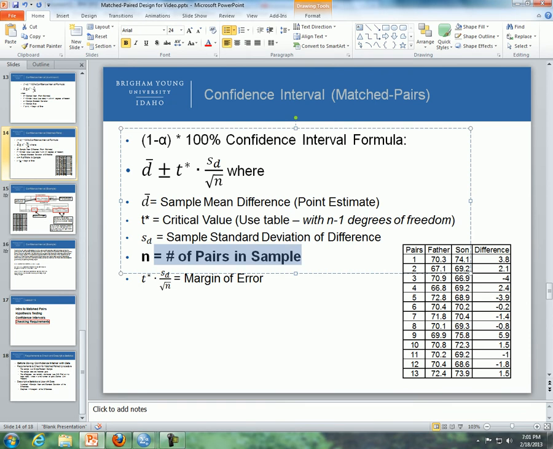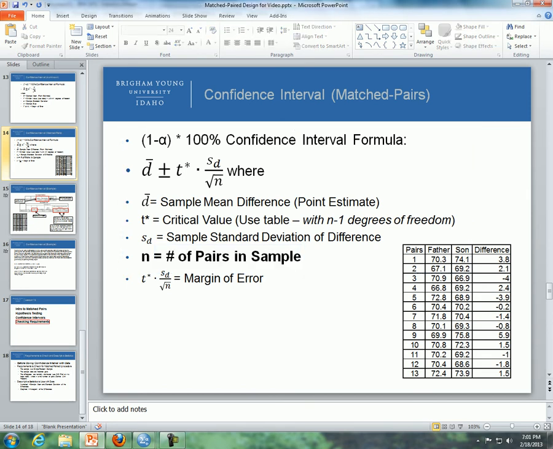n is the number of pairs in our sample. So in this example on the bottom right, n is not 26, even though I had 26 observations. n is the number of pairs, which is 13. And then here's the definition for the margin of error, which is everything to the right of the plus or minus sign. But you're not going to do this by hand. You're going to do all this using software, whether it's Excel or SPSS.